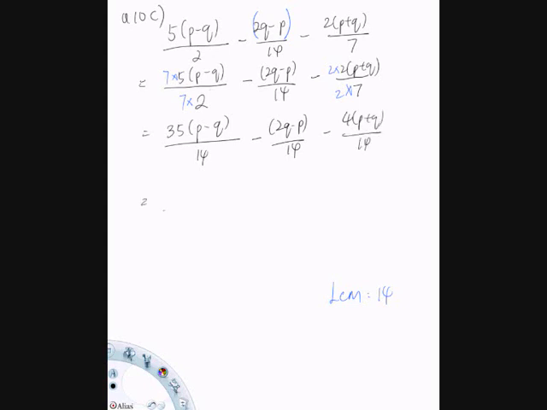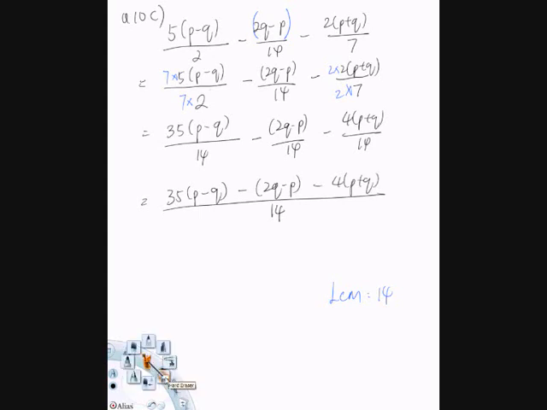The next thing you do is to merge the three algebraic fractions into one, because now they have the same denominator. You just merge them by transferring down everything without changing anything. The next step is to simplify the numerator. In this case, you need to do expansions.